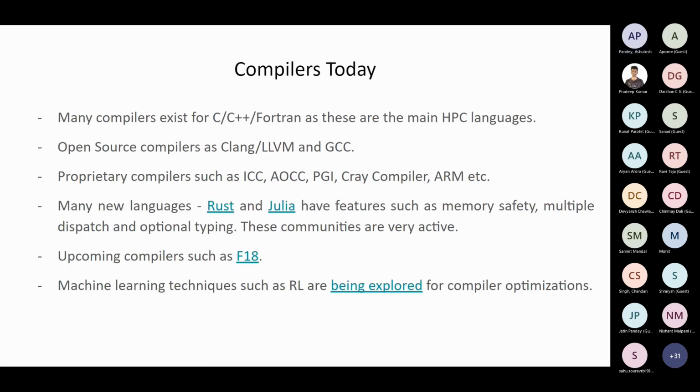So what's the status of compilers today? Compilers exist for a lot of languages. Obviously, every compiled language has a compiler, but a lot of compilers exist for C, C++, and Fortran. C and C++ are expected, but if you're not from a compiler background, Fortran might seem surprising to you. It seemed surprising to me too.